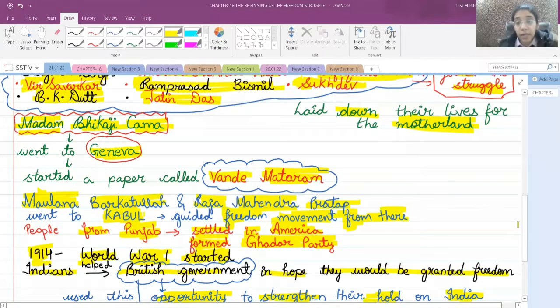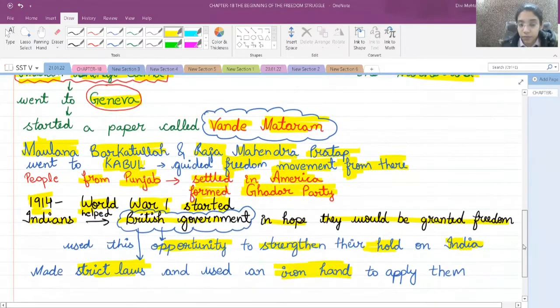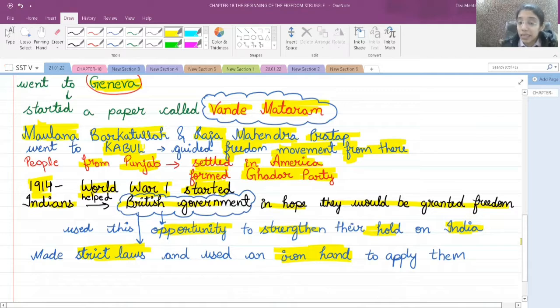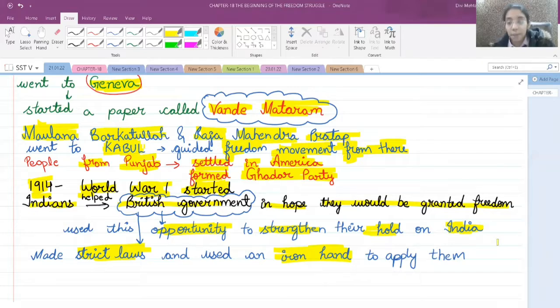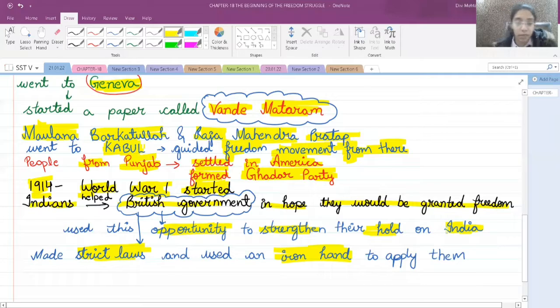Underline. Madam Bhikaji Cama, where did she go? To Geneva. Which newspaper? Vande Mataram. Maulana Barkatullah and Raja Mahendra Pratap went to Kabul. Kabul is in Afghanistan. They guided the freedom movement from there. People from Punjab who were settled in America formed the Gadar Party. Like in India we have political parties like the Indian National Congress, the BJP, that is Bharatiya Janata Party, and Aam Aadmi Party, likewise this party was formed in America.